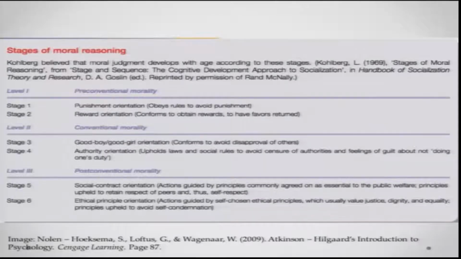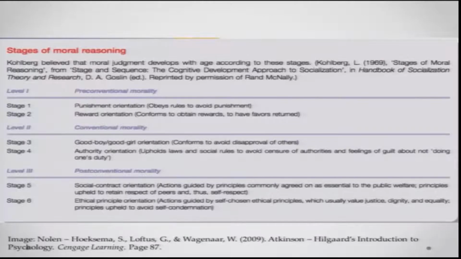This stage talks about upholding laws and social rules to avoid censure from the authorities, and feelings of guilt about not doing one's duty can also be experienced. So I am doing whatever I am doing because my father has said this. If I don't do it, then I will probably be in trouble, or I am doing this because my teachers or my school principal have said this, and if I am not doing this, I might land up with punishment. So this is the conventional morality, which society generally tends to follow at large.